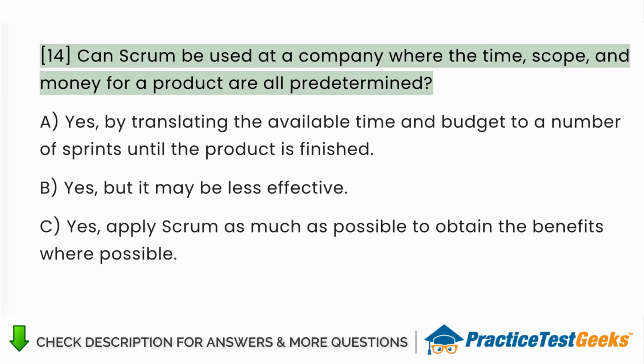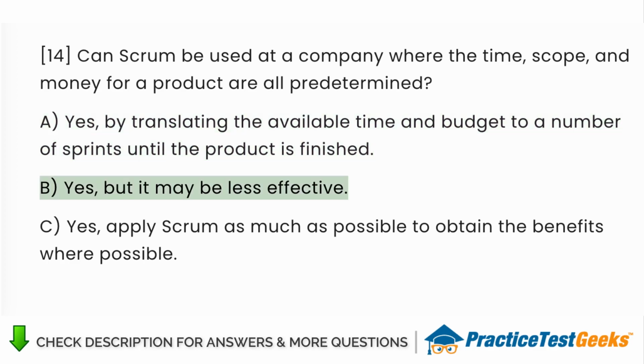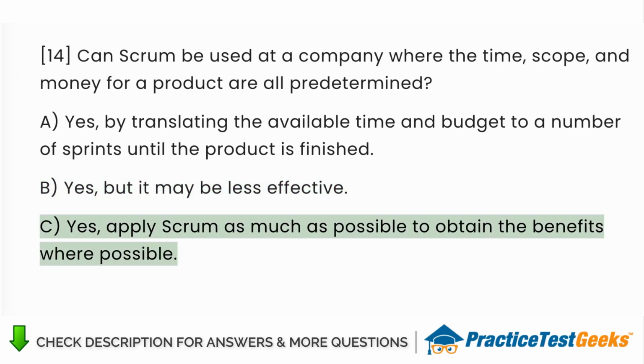Can Scrum be used at a company where the time, scope, and money for a product are all predetermined? A. Yes, by translating the available time and budget to a number of sprints until the product is finished. B. Yes, but it may be less effective. C. Yes, apply Scrum as much as possible to obtain the benefits where possible.